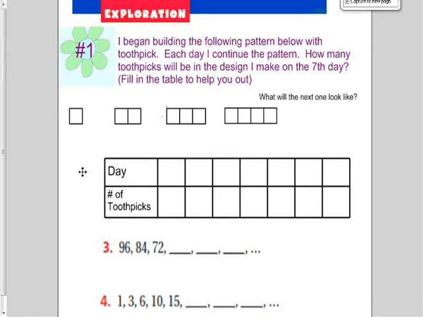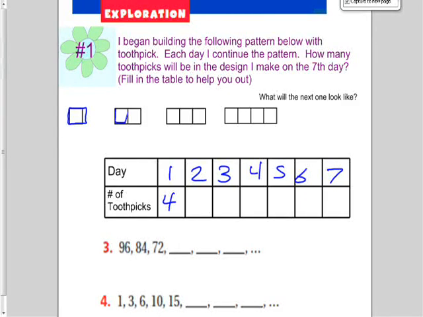So I created a table. The top row tells me what day it is, and the bottom row tells me how many toothpicks I need for that day's figure. So on day 1, my figure looks like this. So I think I'm just going to go ahead and put in the days. So it's going to be day 1, 2, 3, 4, 5, 6, and 7. So let's look at how many toothpicks I needed on day 1. 1, 2, 3, 4. So day 1, I needed 4 toothpicks.